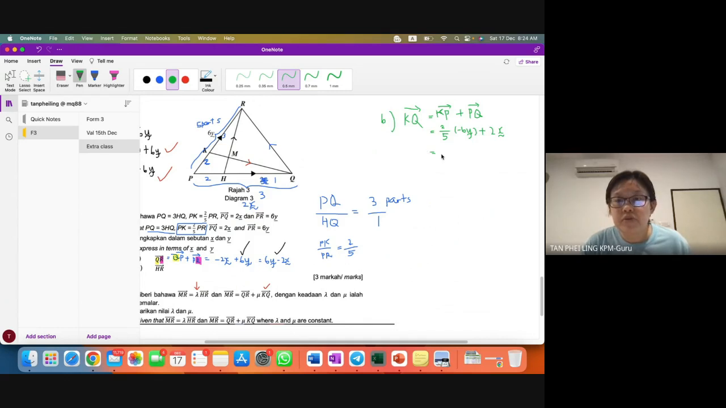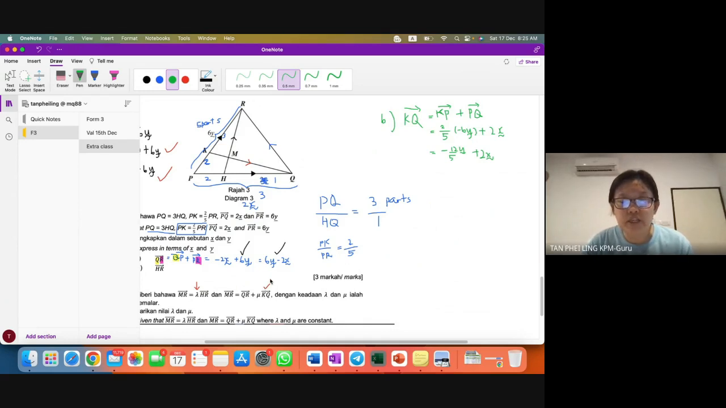Am I too fast? Anyone need me to slow down, or can I just write like that? Can, right? Okay, so I have minus 2 parts out of 5 parts of 6y. So minus 6y, here I will have minus 12 over 5y plus 2x. Okay, so that is my KQ.